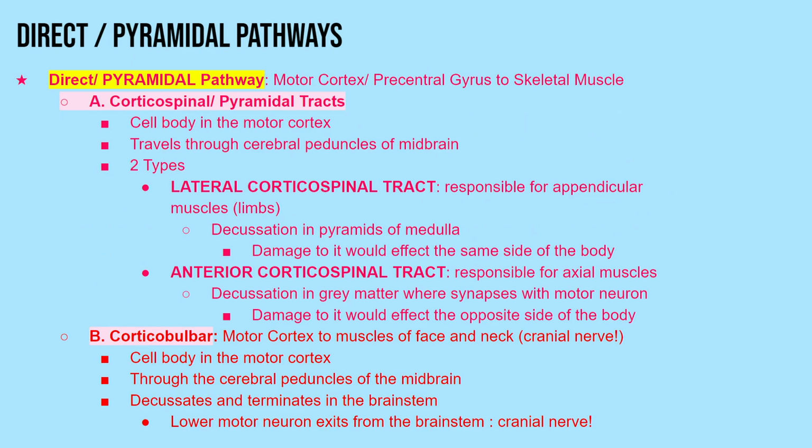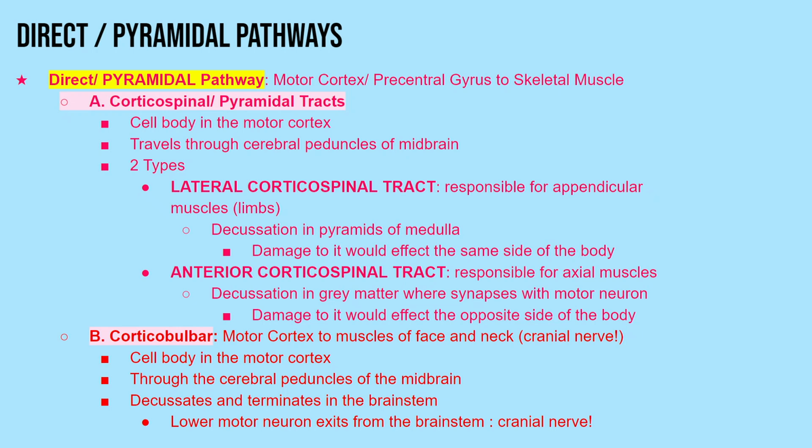So here's an overview of the direct or pyramidal pathways. For the corticospinal tract, the cell body is in the motor cortex of the brain. It travels through the cerebral peduncles of the midbrain. And here are the two types of corticospinal tracts. The lateral one is responsible for appendicular muscles, which is your limbs, and this pathway crosses over in the pyramids of the medulla.